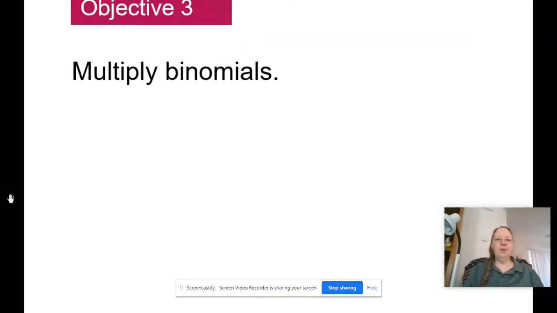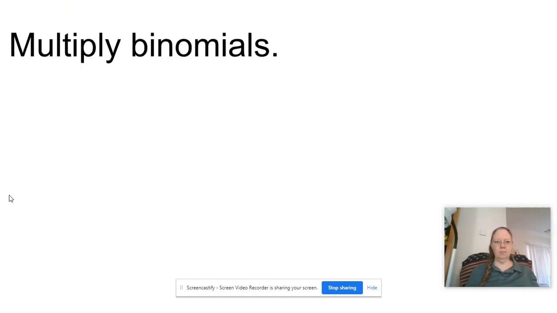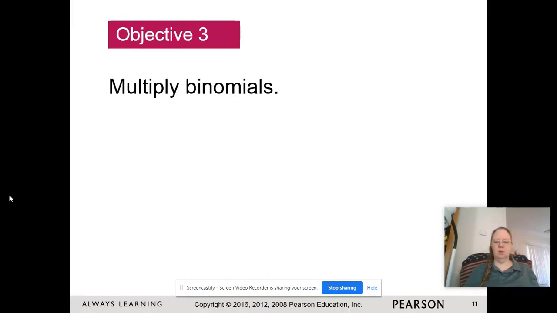All right, we are going to pick up where we left off with multiplying binomials. Multiplying polynomials. In this case, we're going to multiply binomials.